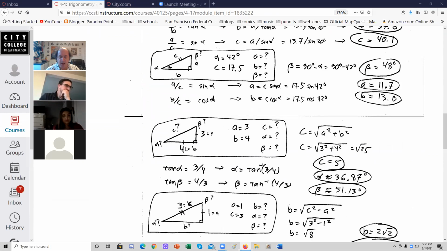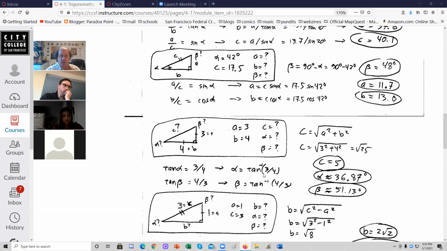Here we're given two sides of a right triangle. A is 3, B is 4. What's side C? What's angle alpha? What's angle beta? Okay. For side C, use the Pythagorean theorem. Root of A squared plus B squared, that's root 3 squared plus 4 squared, which is root 25, which is 5. C is 5.